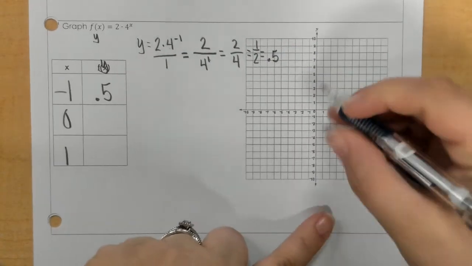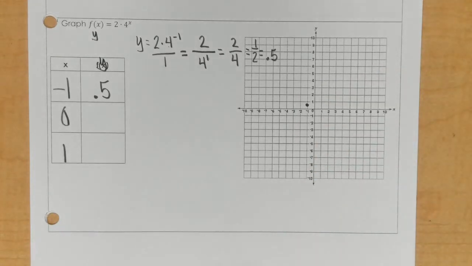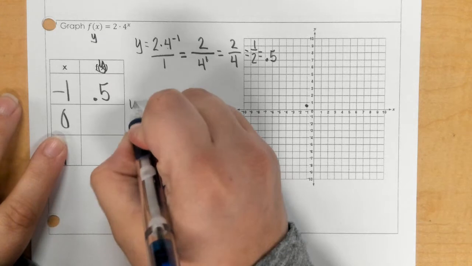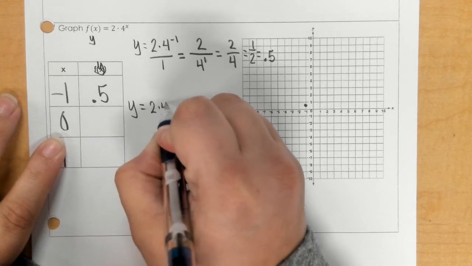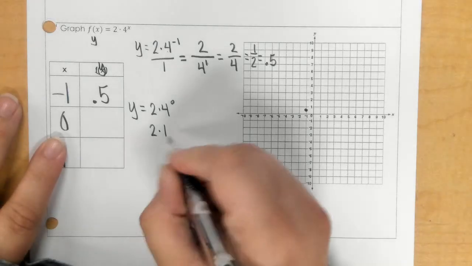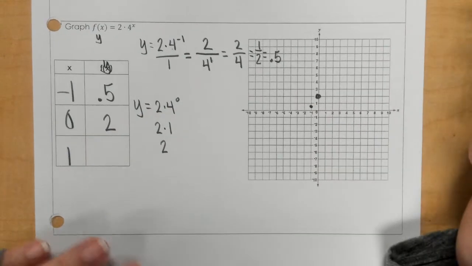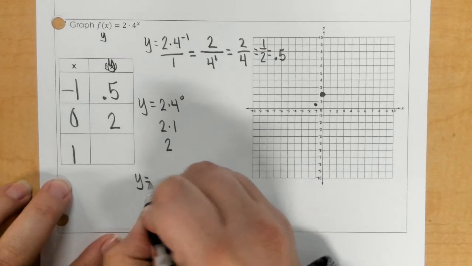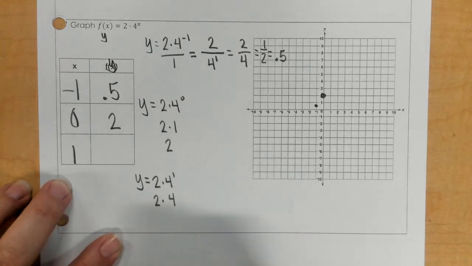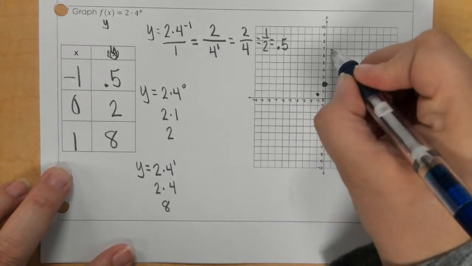So at -1, I'm going to go up a half. Usually you're going to have a decimal in one of these solutions, usually. Okay, the next one, we got 0. So y equals 2 times 4 to the 0. 4 to the 0 is 1. 2 times 1 is 2. So I'm going to graph 0, 2. Then lastly, I have 2 times 4 to the first. 4 to the first is just 4. And 2 times 4 is 8. So I have 1, 8.